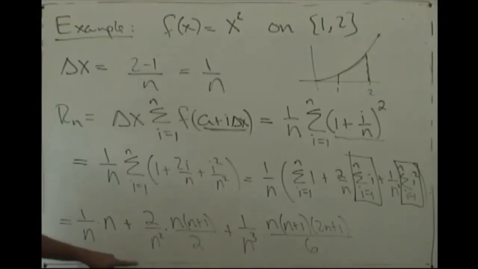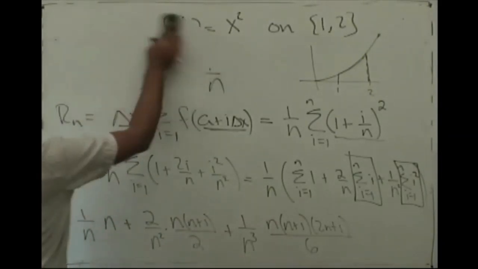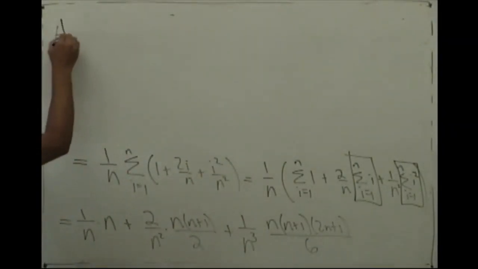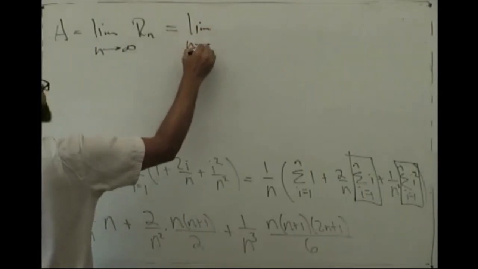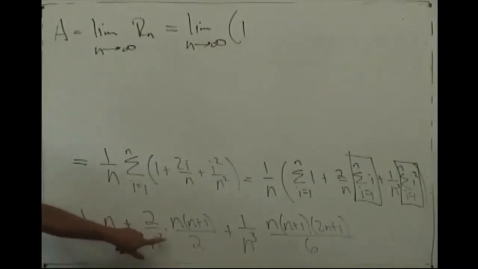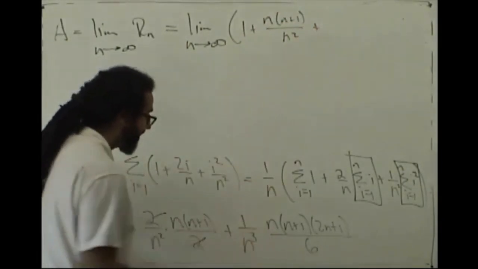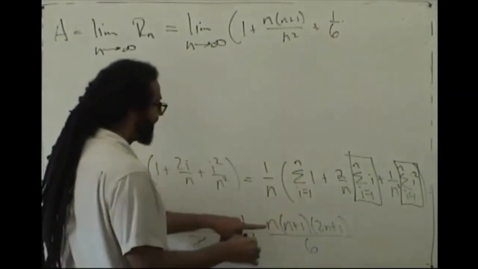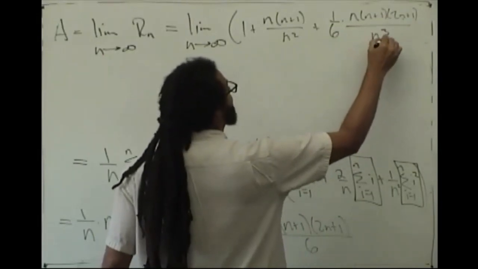That's good. So now to find the exact answer, let me switch a few things around here. I know the area is the limit as n goes to infinity of my approximation. So that's the limit as n goes to infinity of: the first thing is 1. The second thing, the 2's cancel, so plus n times n plus 1 over n squared, plus, and here I'm going to switch the n cubed and the 6, so 1 over 6 times n plus 1 times 2n plus 1 over n cubed.